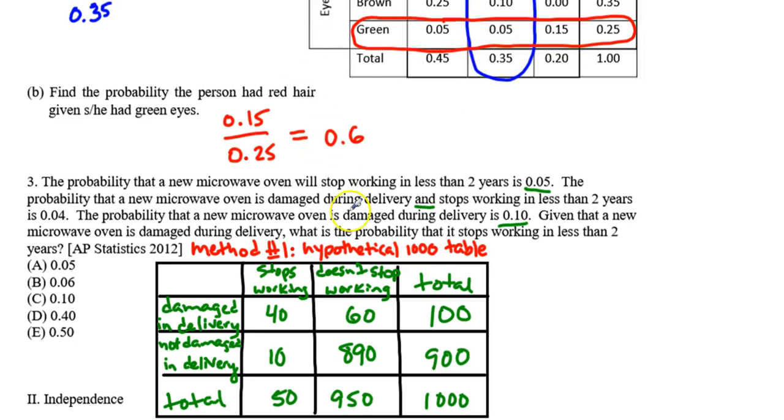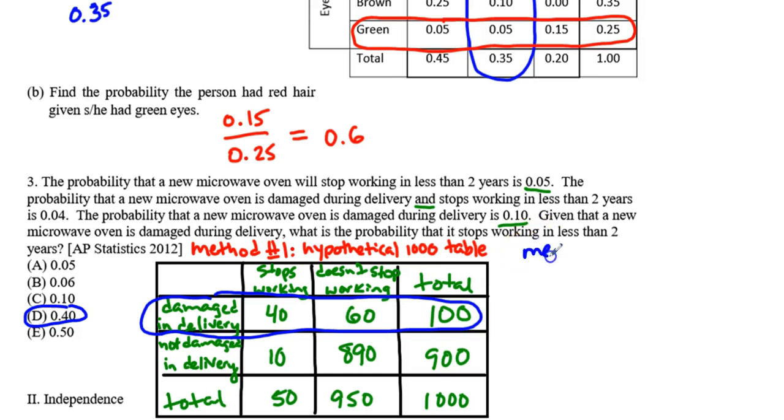Okay, so hopefully you said something like this. Given that is damaged during delivery, so we're working just within this zone right here. What's the probability that it stops working? So 40 out of 100, 40%. Cool. Show you another way, and maybe like that, maybe that all made sense, and I think it does. Hopefully it makes sense for you.